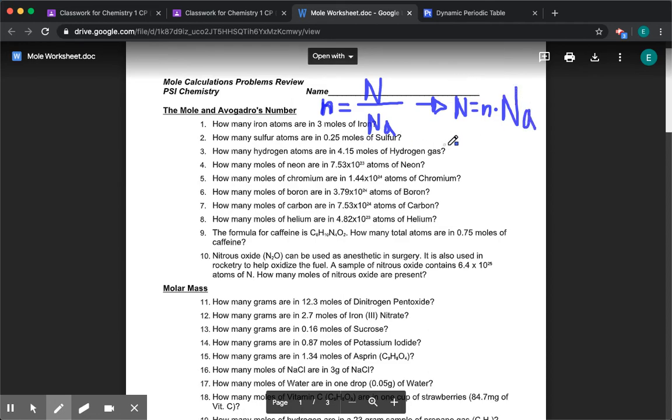Okay, so this is what we're using for number 1. So we have 3 moles. So then big N is equal to 3 times Na, which is 6.02 times 10 to the 23. And if you plug that into your calculator, you will get your answer. Okay, so plug in 3 times 6.02 times 10 to the 23, and you will get your answer for number 1. Okay, number 1, we're going from moles to atoms, so you have to rearrange the equation.